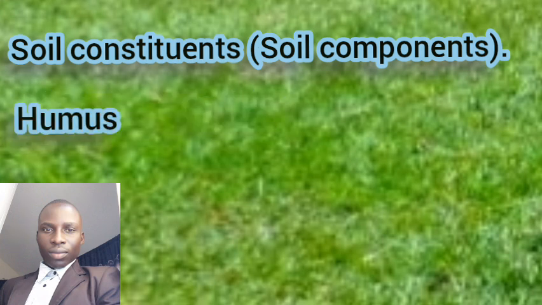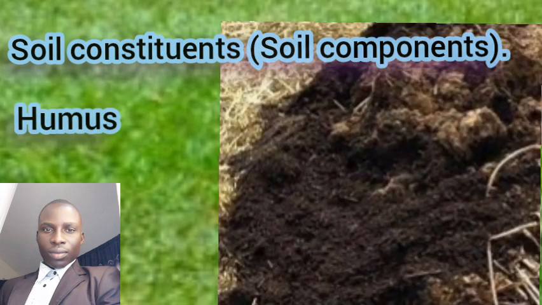Next, we have humus. This is a black substance on the upper layers of the soil. Humus is derived from decaying organic matter. Organic matter is broken down by soil microorganisms such as earthworms, termites, and bacteria such as rhizobium or nitrogen-fixing bacteria. These decompose organic matter physically and chemically to form humus that is necessary for plant growth.